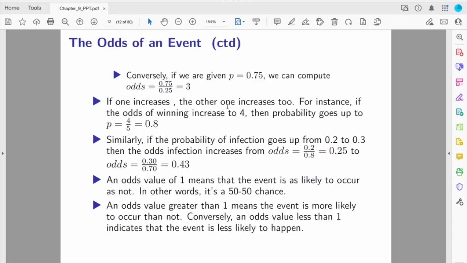And you notice that as the first one increases, the second one increases. If the odds increase, the probability increases, and the opposite way around. An odds value of 1 means that the event is as likely to occur as not.